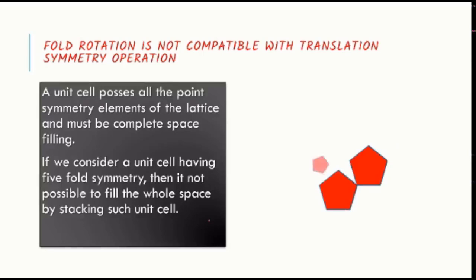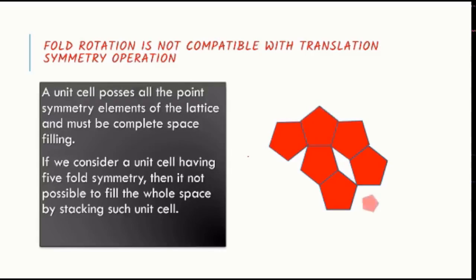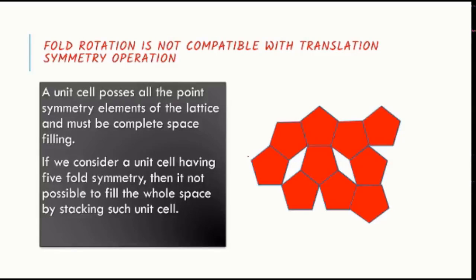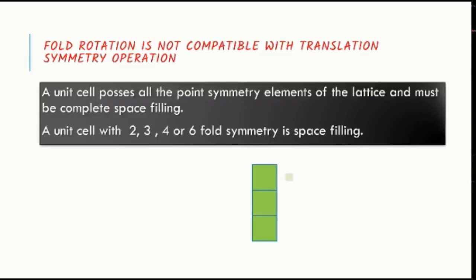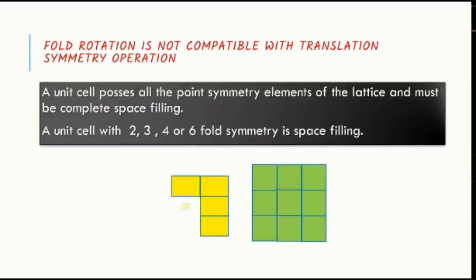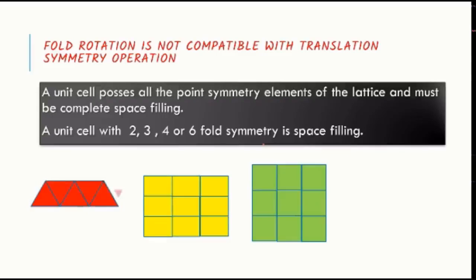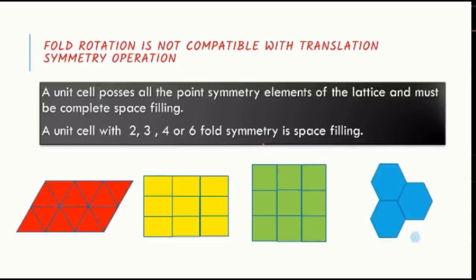A unit cell possesses all the point symmetry elements of a lattice and must be completely space filling. If we consider a unit cell having 5-fold symmetry, then it is not possible to fill the whole space by stacking such unit cells. A unit cell with 1, 2, 3, 4 and 6-fold symmetry is space filling.